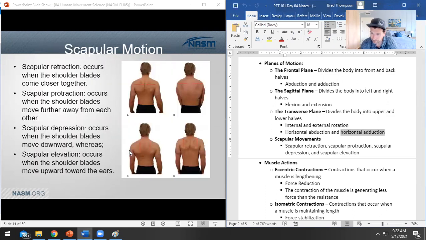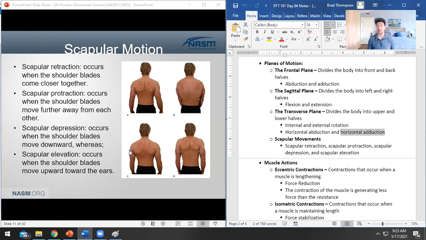Your scapula, your shoulder girdle, is a pretty cool bone that allows us to have a lot of extra movement. And so you are going to have four key movements here. You are going to see scapular retraction, which is pulling your shoulder blades back. You're also going to see scapular protraction, which is doing the opposite. That's rounding your shoulders around the front of the body.